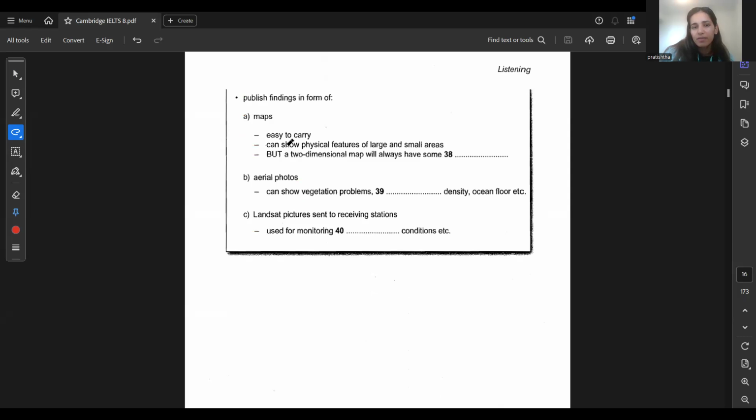Then we'll focus on maps, but towards the end, aerial photos can show vegetation problem, dash, ocean floors, etc. Landsat pictures sent to receiving stations used for monitoring dash conditions. So the kind of conditions, right? And answer questions 31 to 40.